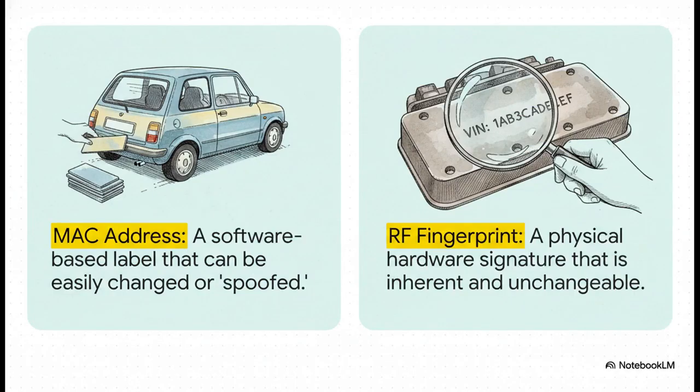And this comparison just makes it crystal clear. A MAC address, that's like a license plate on a car. It's just a label and you can change it pretty easily. An RF fingerprint, on the other hand, is like the car's VIN number. It's stamped into the hardware itself. It's inherent and nearly impossible to change. This is what lets you track devices that use MAC randomization to try and disappear.